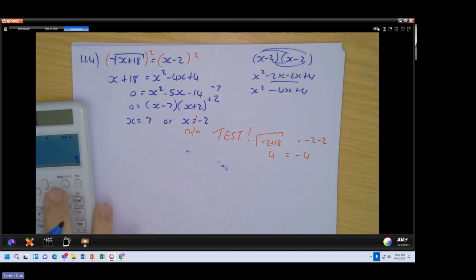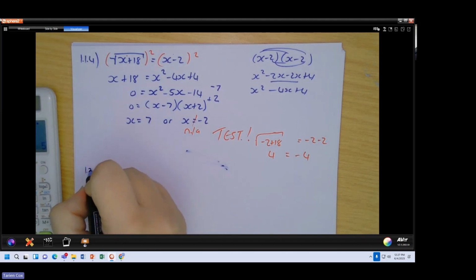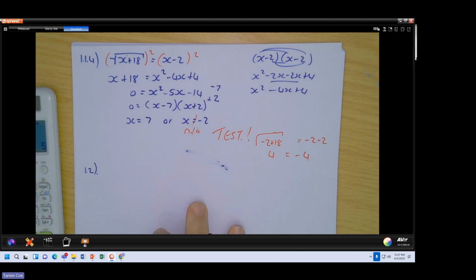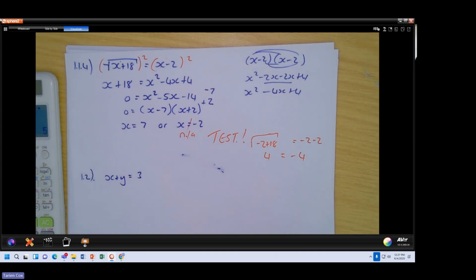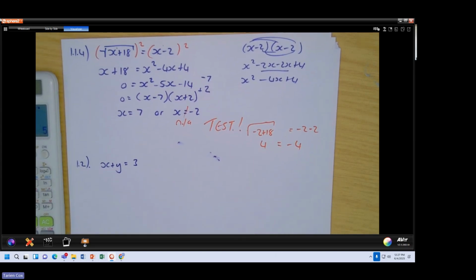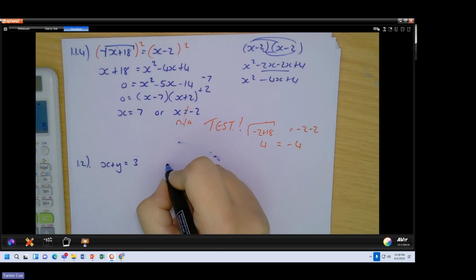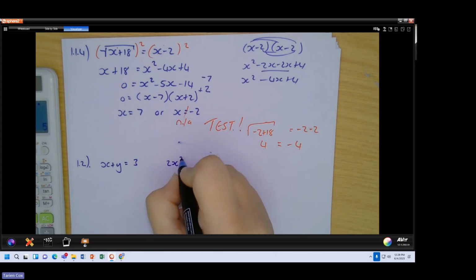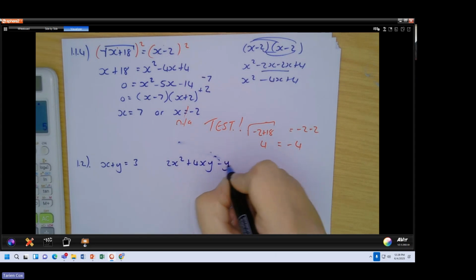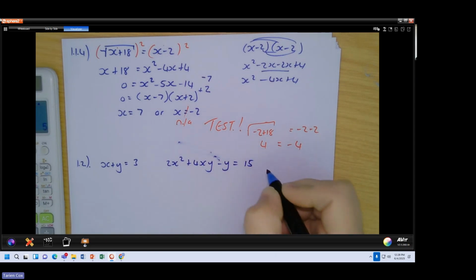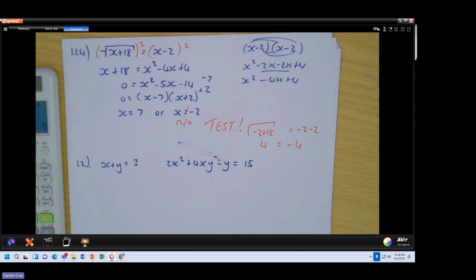We're looking at question 1.2. So 1.2 is our simultaneous equations. So we have x plus y is equal to 3. That is my linear equation that I have. And then we know from grade 11 now, we have a linear and we have a quadratic equation. That is why we can only use substitution in this method. We cannot use elimination that we learned in grade 10.